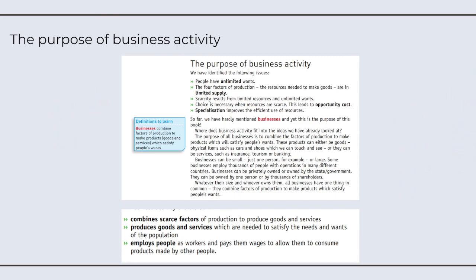Basically, what businesses do is combine scarce factors of production to produce goods and services. I already mentioned that. They produce goods and services which are needed to satisfy the needs and wants of the population. They also employ workers and pay them wages to allow them to consume products made by other people. Wages, money. We have a definition right there. Businesses combine factors of production to make goods and services which satisfy people's wants.